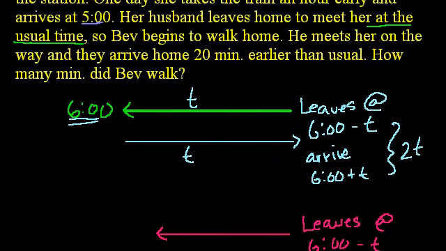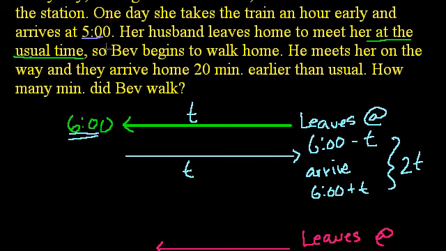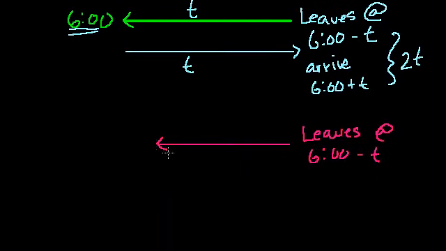That's what the problem tells us, right? Today she arrives at 5 o'clock and she begins to walk home. So she's going to make some distance up, so he's not going to have to travel quite as far. And then whatever time that was, he goes back the other way. It's going to be the same amount of time.